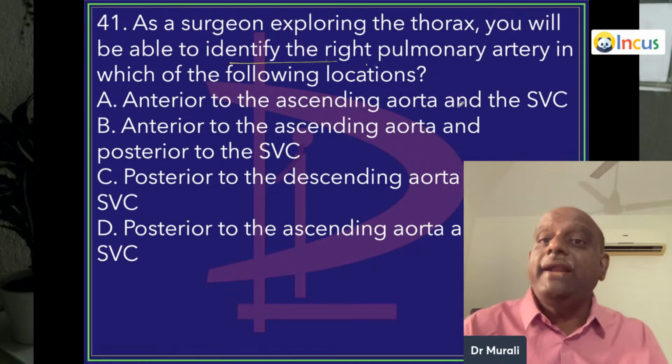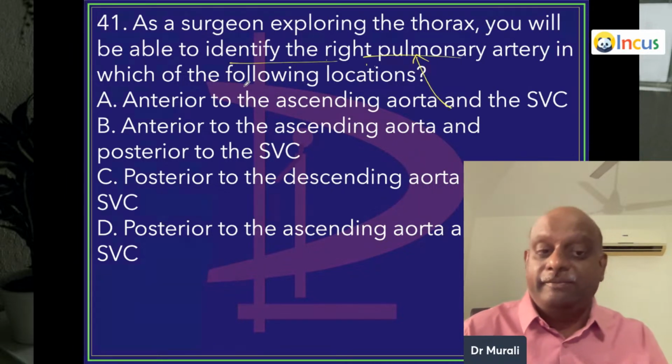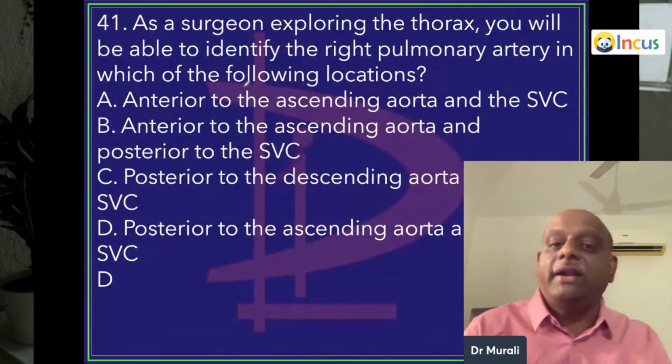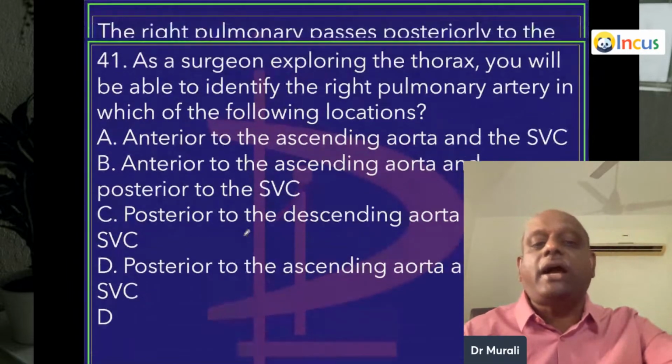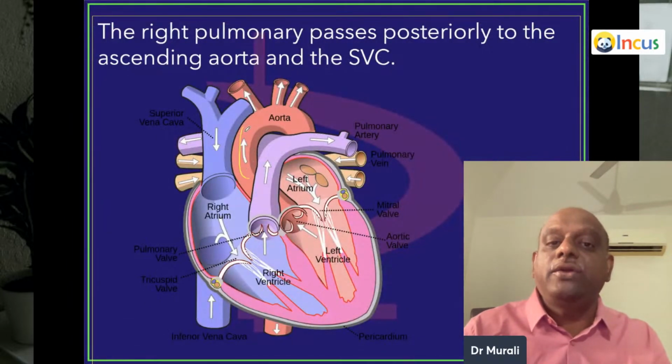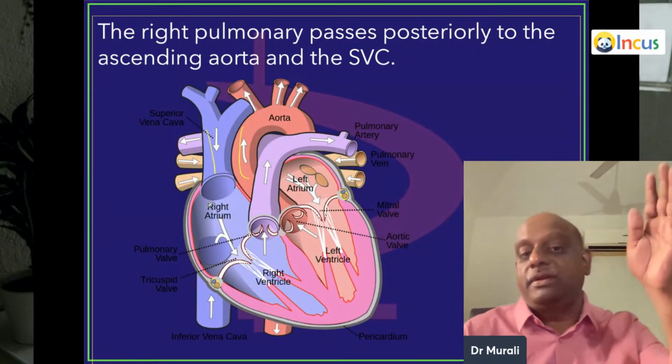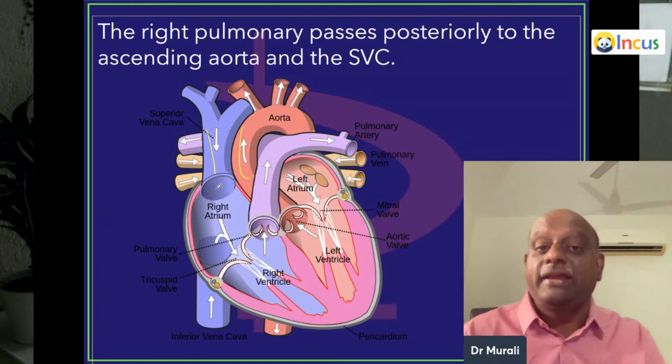So, how do you identify the right pulmonary artery? The right pulmonary artery is posterior to the ascending aorta. So, ascending aorta and the IVC, SVC.